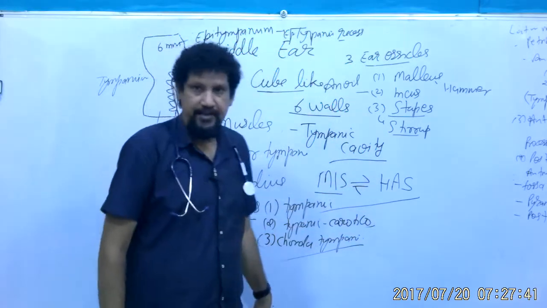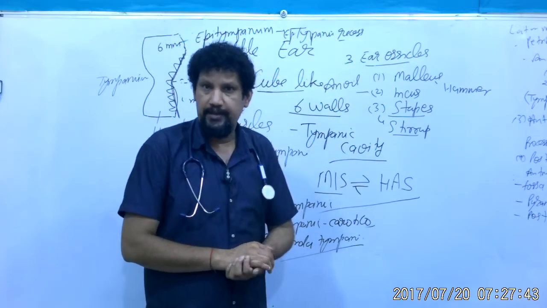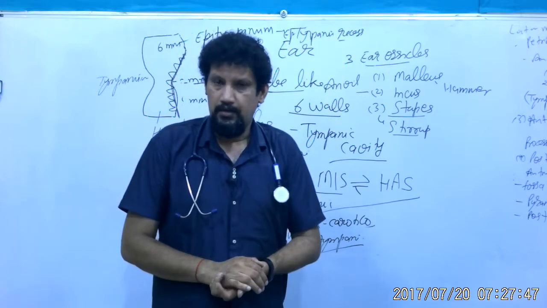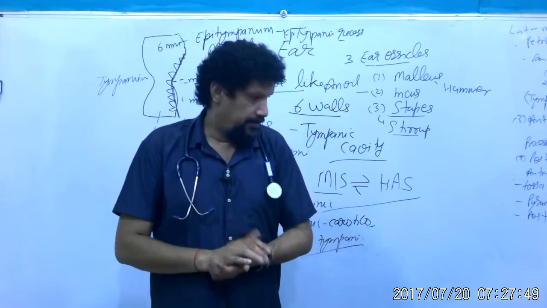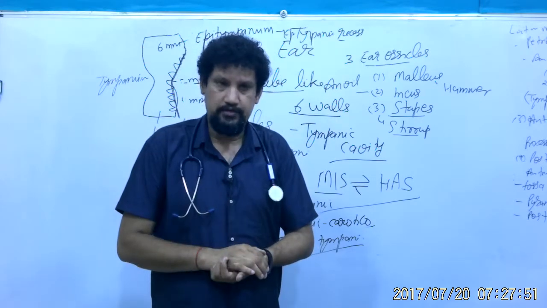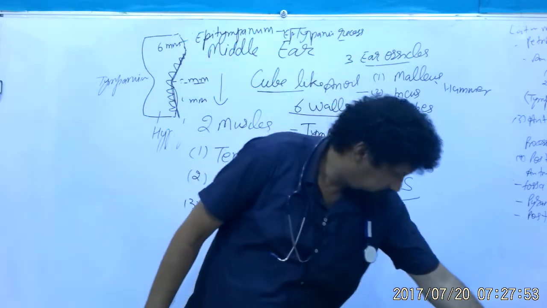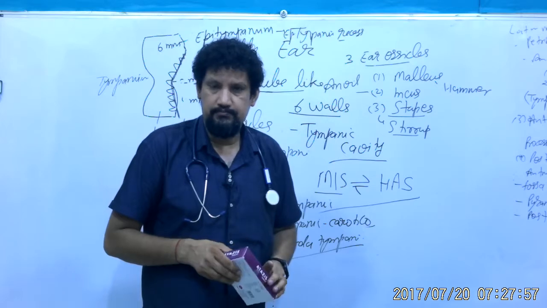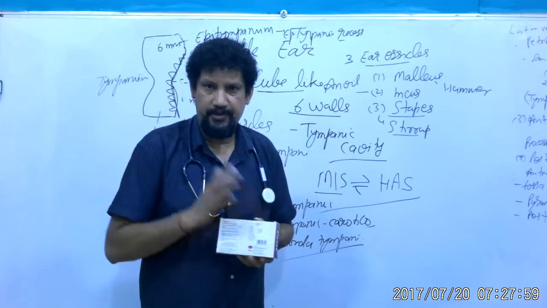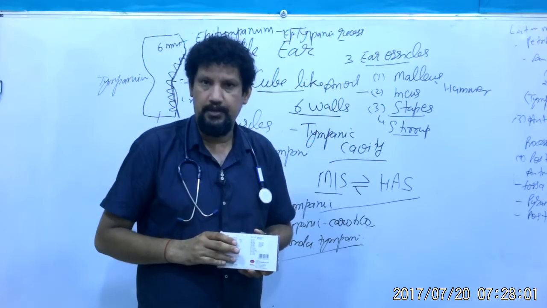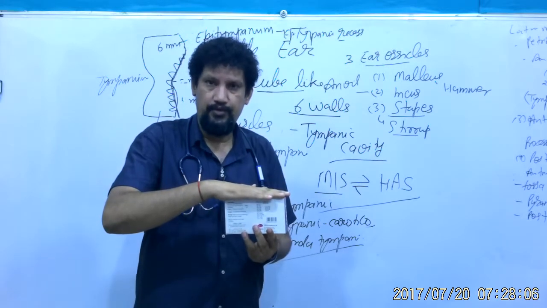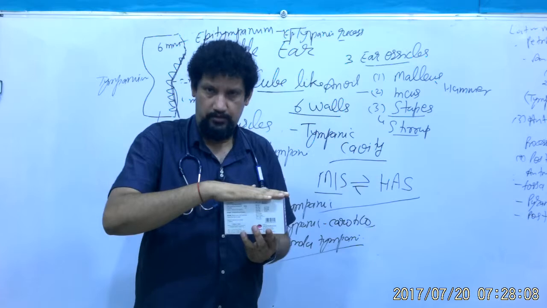So these are the contents of the middle ear cavity, which is an air filled cavity. As I have stated already, it has 6 walls. I have borrowed this box from my hospital to explain the walls of the middle ear cavity. This is the roof or superior wall.